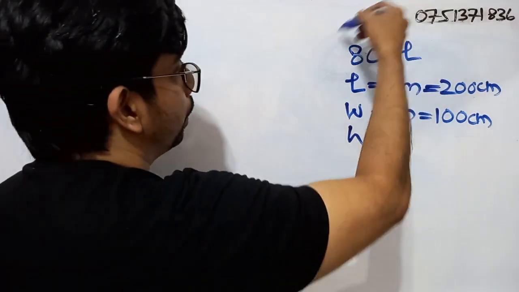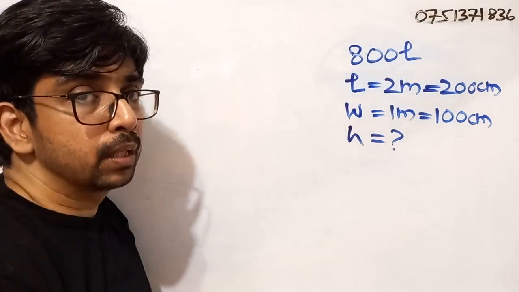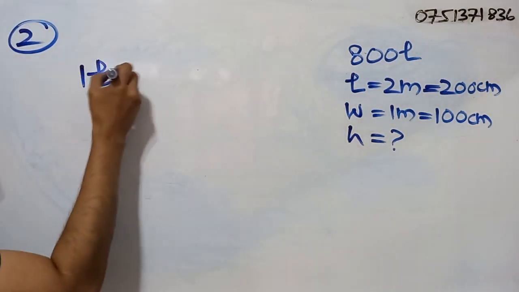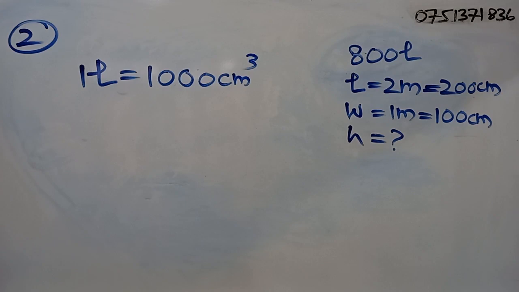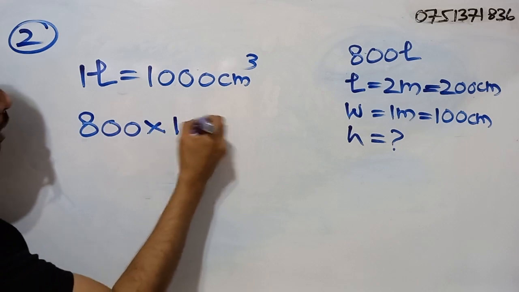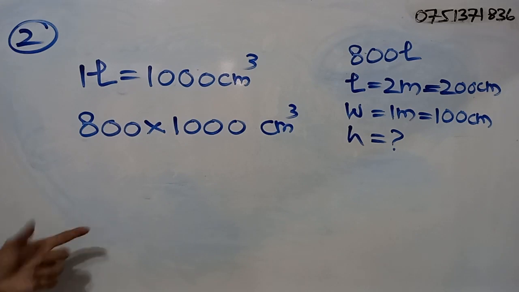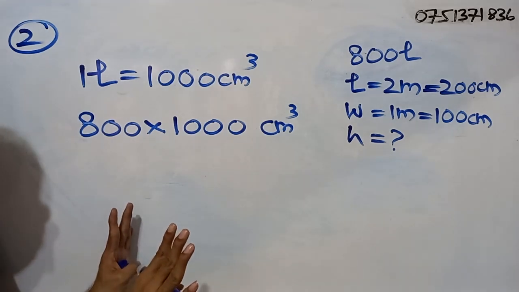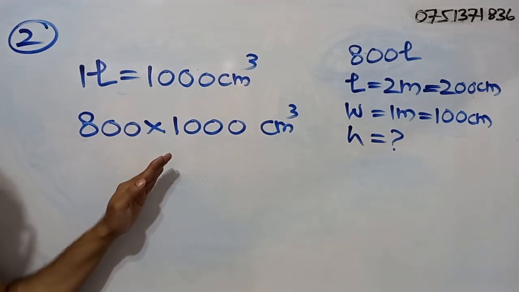Right? So now we have to convert the volume of the tank into what? Cubic centimeters. So how do we do that? So we know 1 liter is equal to what? 1000 cubic centimeters, no? So what do we have to do? 800, we have to multiply that by 1000. So this will be what? Cubic centimeters, right? So we will keep this value as it is without doing any simplifications, right? Okay.